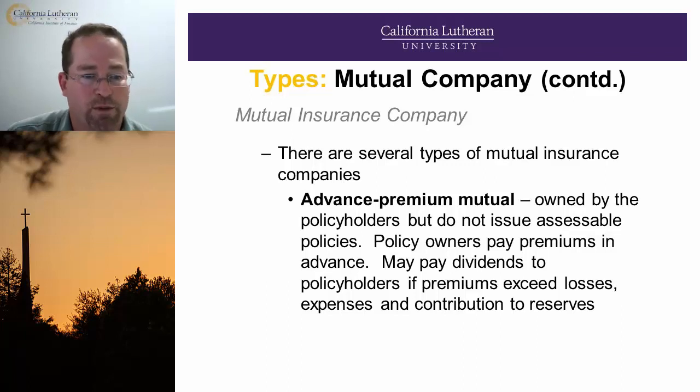There are several types of mutual insurance companies, one being an advanced premium mutual, owned by the policyholders but does not issue assessable policies. Policyholders pay premiums in advance, and they may pay dividends to policyholders if the premiums exceed losses, expenses, and contribution to reserves.